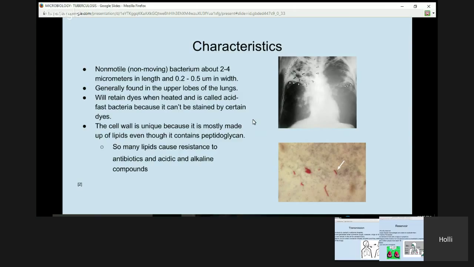The cell wall is unique because it is mostly made up of lipids, even though it contains peptidoglycan. It has many lipids, and this is the reason it is resistant to antibiotics and acidic and alkaline compounds, and why it cannot stain very well.